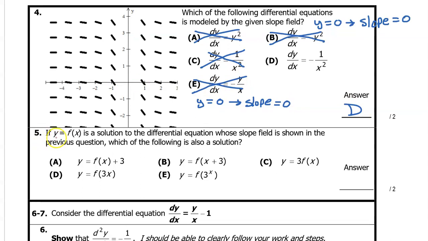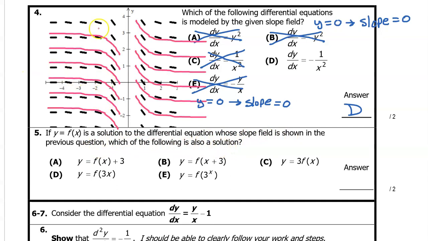Number 5. If y equals f of x is a solution to the differential equation whose slope field is shown in the previous question, which of the following is also a solution? Can you see how the slope field suggests variations on the same solution that are just being shifted up or down? So which one of these options suggests a transformation that is either up or down? Option A is a transformation of 3 units up, so the answer is A.